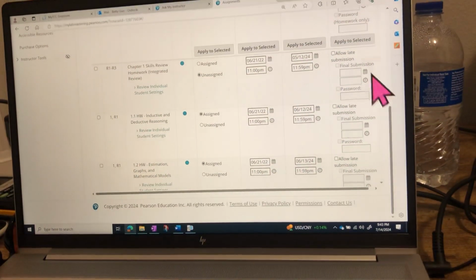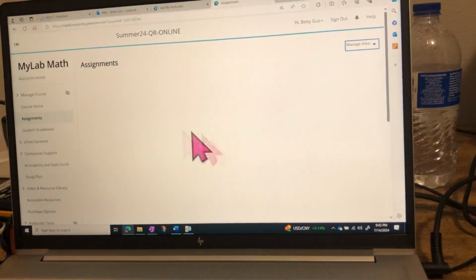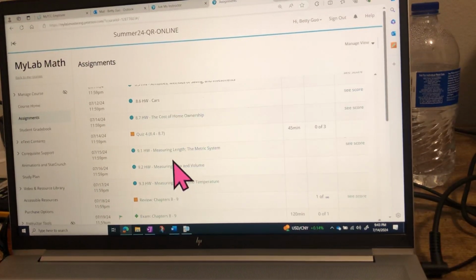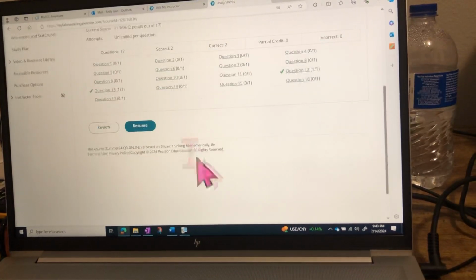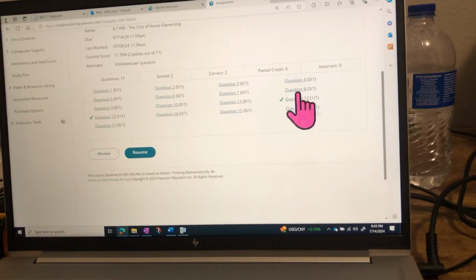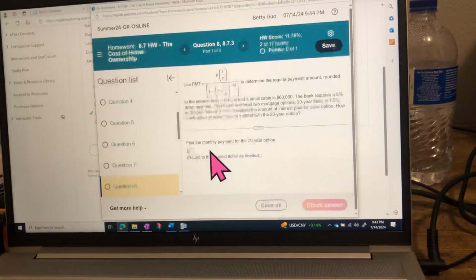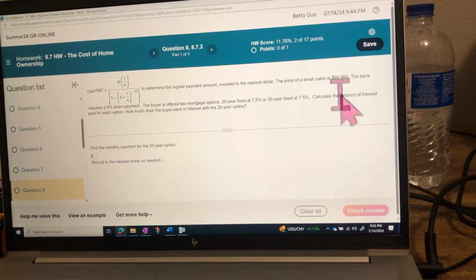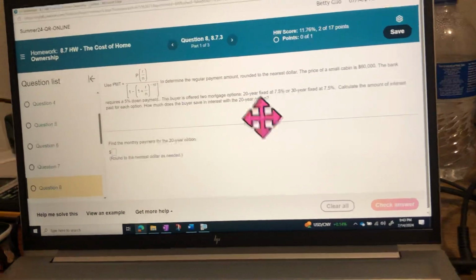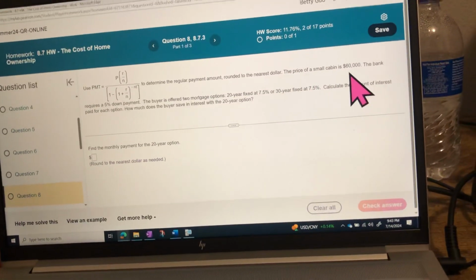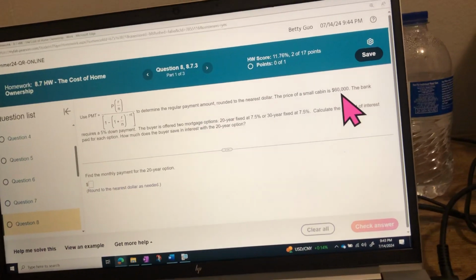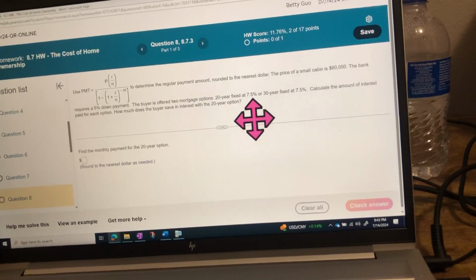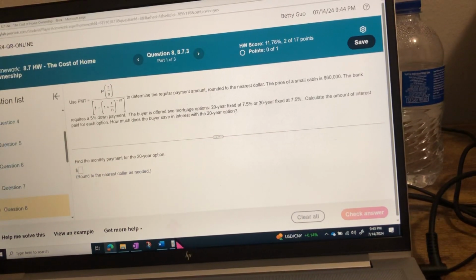Alright, let's go back. Assignments, 8.7. Yeah, this time it let me in. Number 8, I remember. Let's see if the number changes. Okay, the numbers changed, so I would have to redo the first part. Seems the cabin price is 60,000 this time, and the annual interest rate is 7.5%. So we're going to change those numbers.